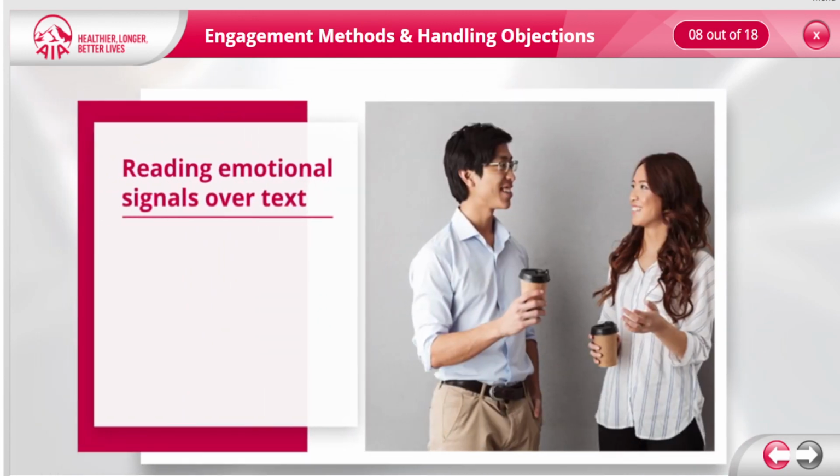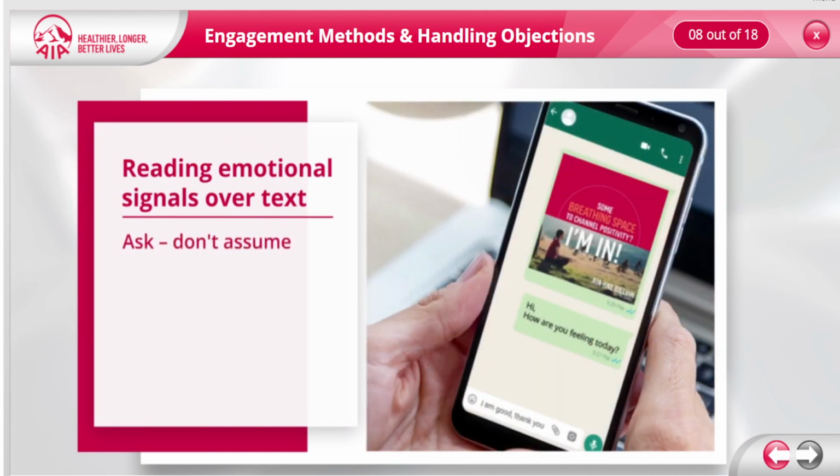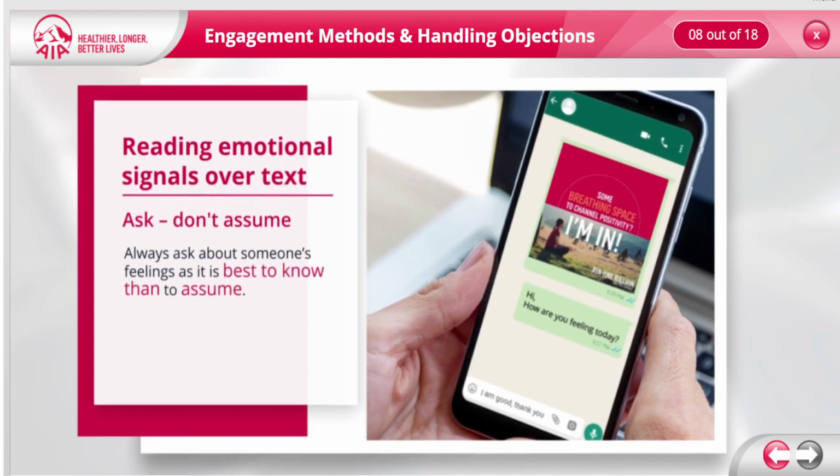The easiest way to understanding what someone is thinking or feeling is to simply ask them. If you can't tell what someone is feeling, or if you are concerned, you may have crossed a line. Always ask. It is best to know than to assume.